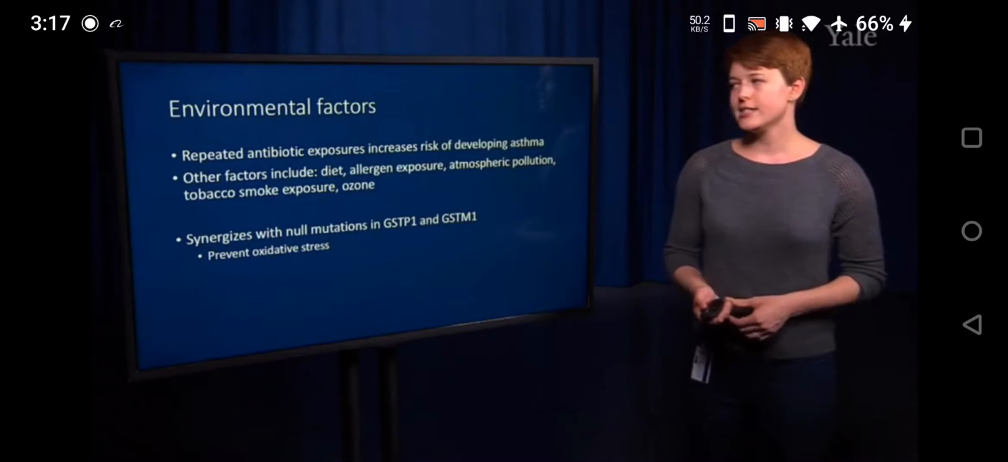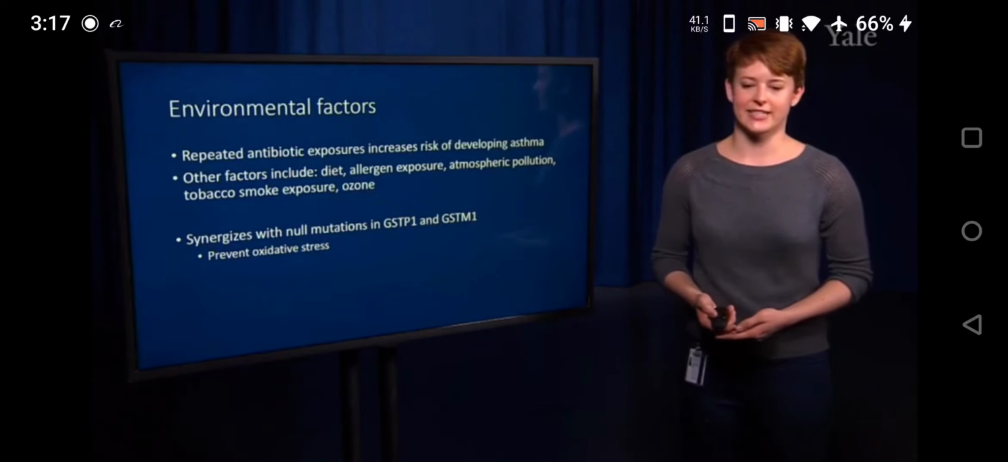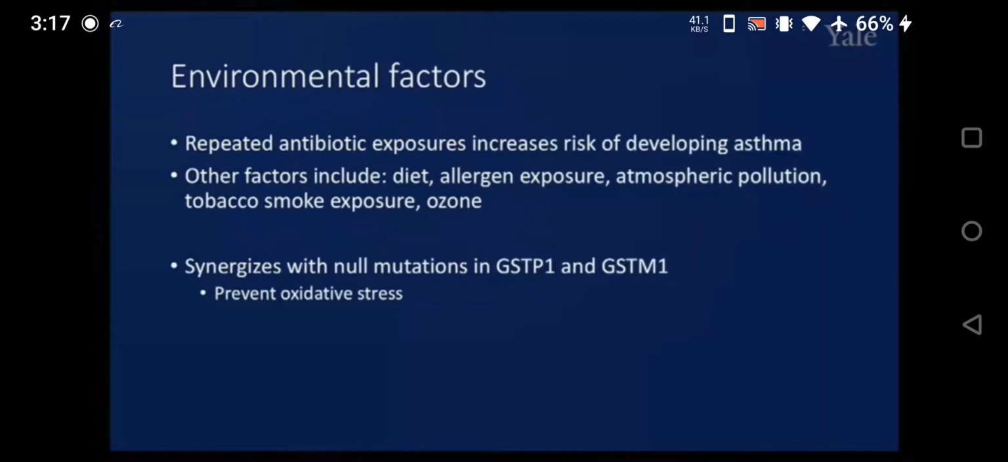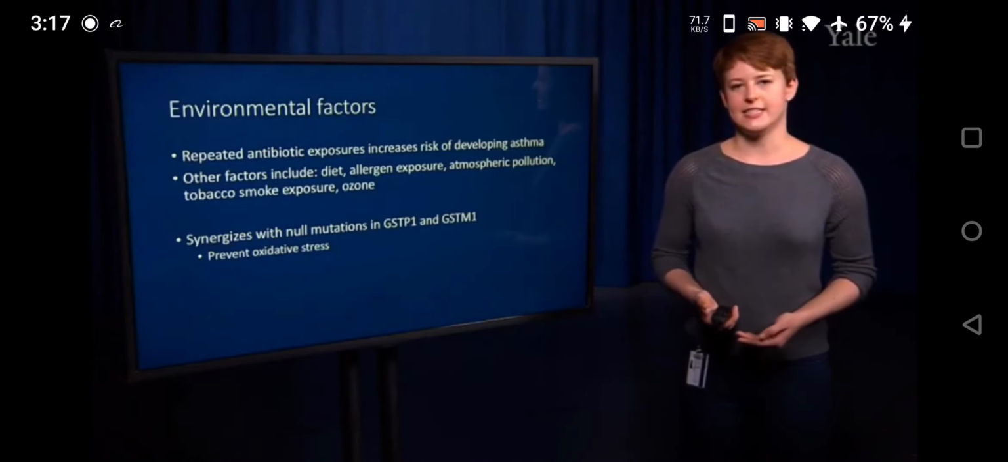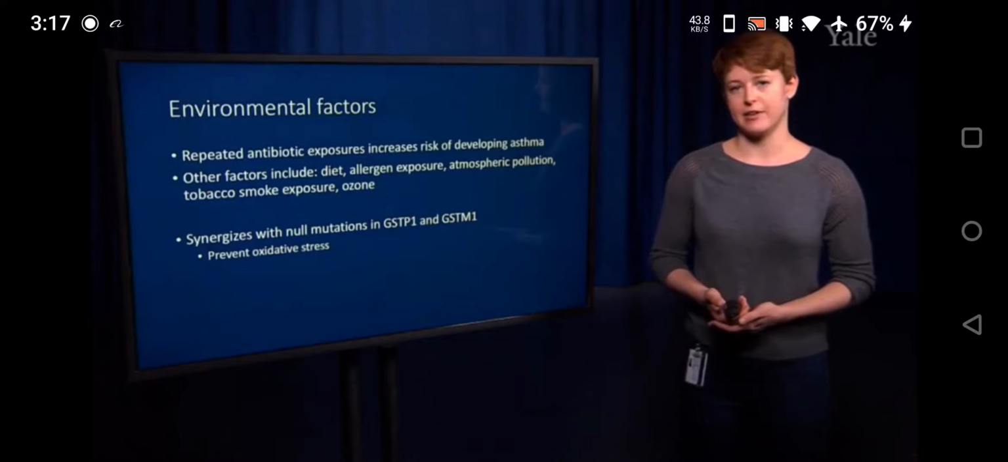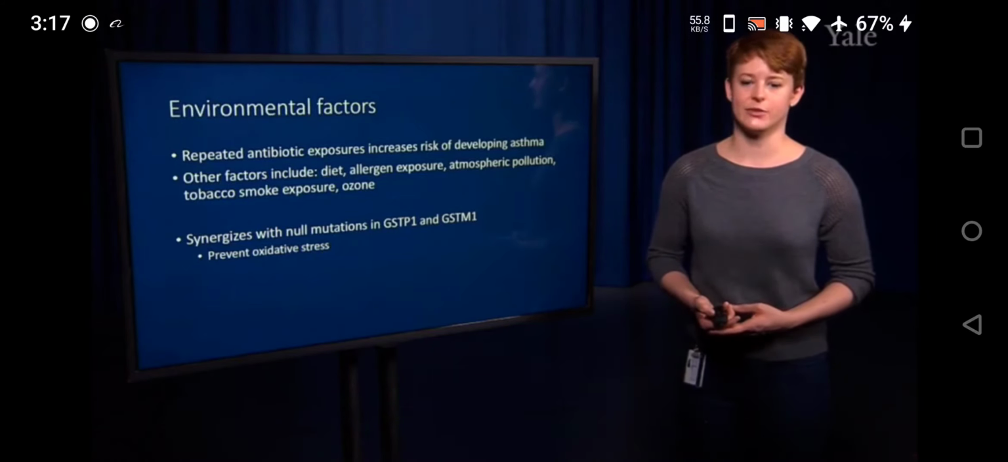So along these lines, there are several other environmental factors that can contribute to allergy. So I mentioned these microorganisms. Well, actually, repeated exposures to antibiotics can increase the risk of developing asthma. So in patients who receive antibiotics repeatedly as they're growing up, it's thought that this disrupts the microbiome and therefore can predispose the child towards allergy.